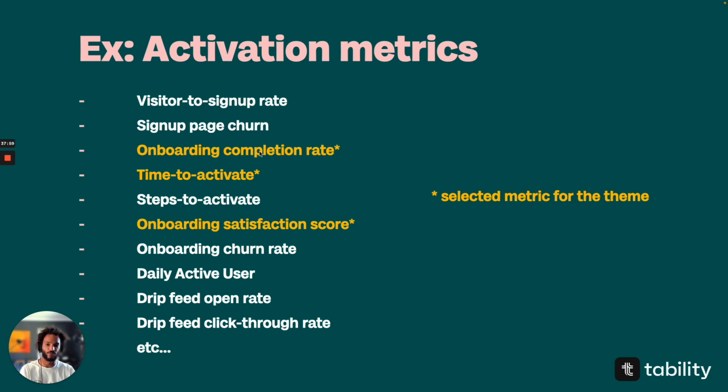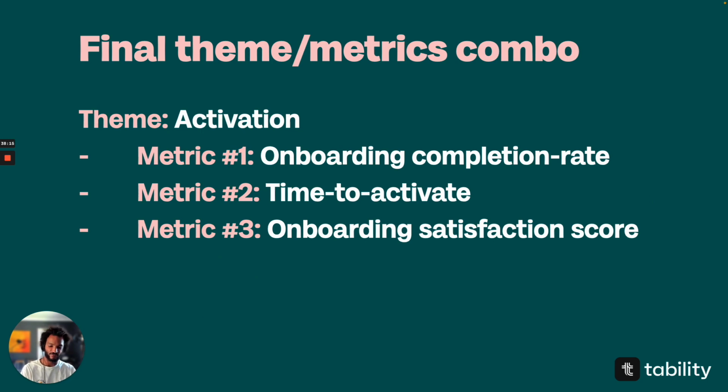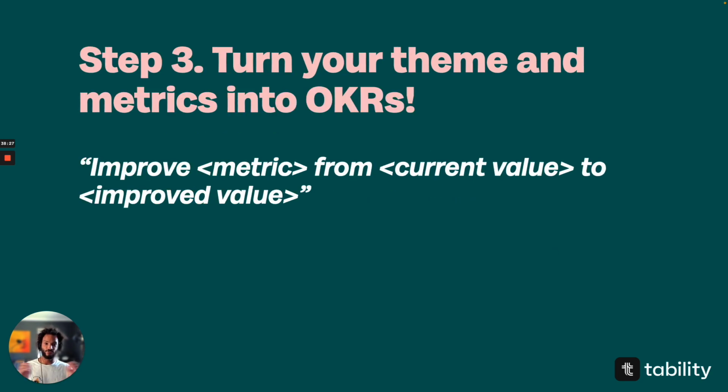We want to improve onboarding completion rate. We want to improve how much time it takes for people to activate. And we're also going to bring in some happiness metric, like how satisfied are people with the onboarding process. So you end up with something that looks like this. You have a theme at the top, which is activation, and you have 3 metrics: onboarding completion rate that you want to improve, time to activate, and onboarding satisfaction score. That's it.